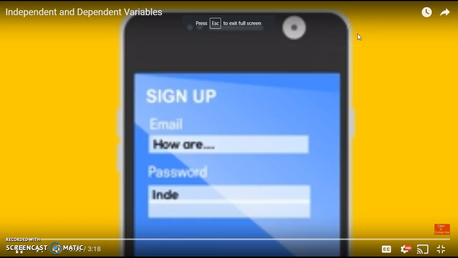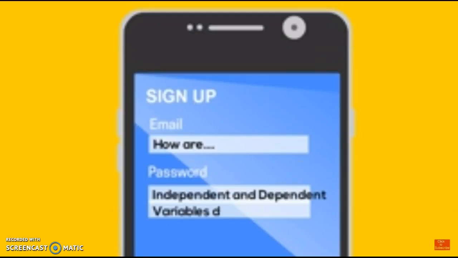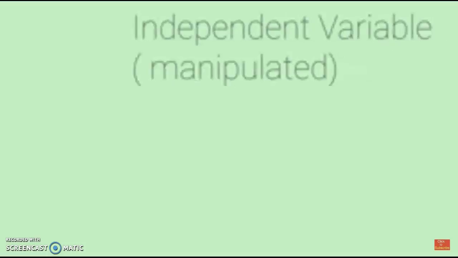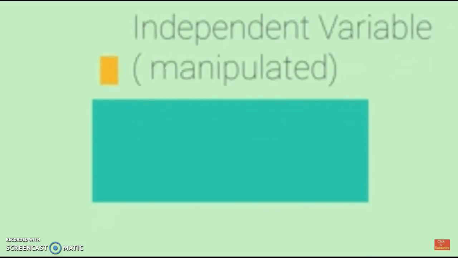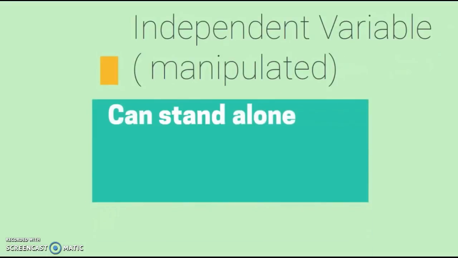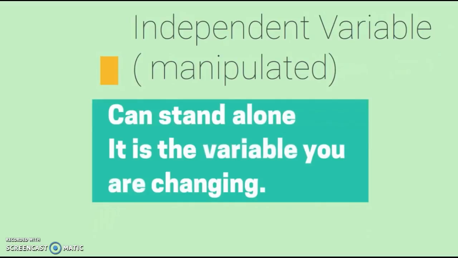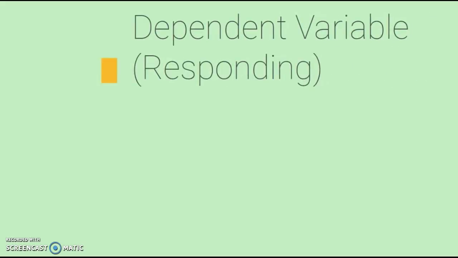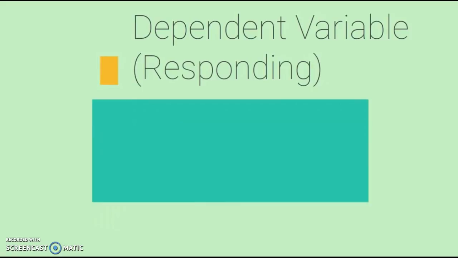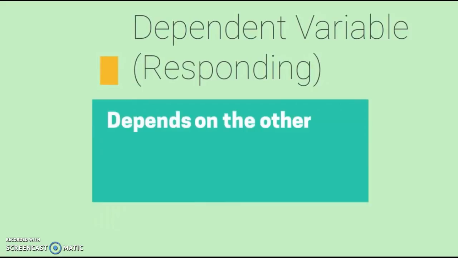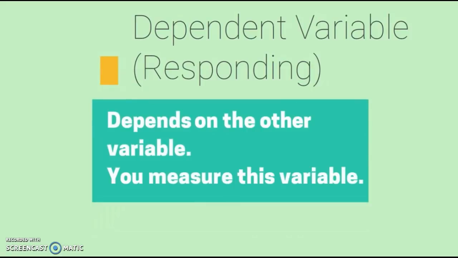How are independent and dependent variables different? An independent variable, also called the manipulated variable, has the ability to stand alone. It is not changed by the other variable. It is the variable you are changing or manipulating. The dependent variable, also called the responding variable, depends on the other variable. It is the variable you are measuring.